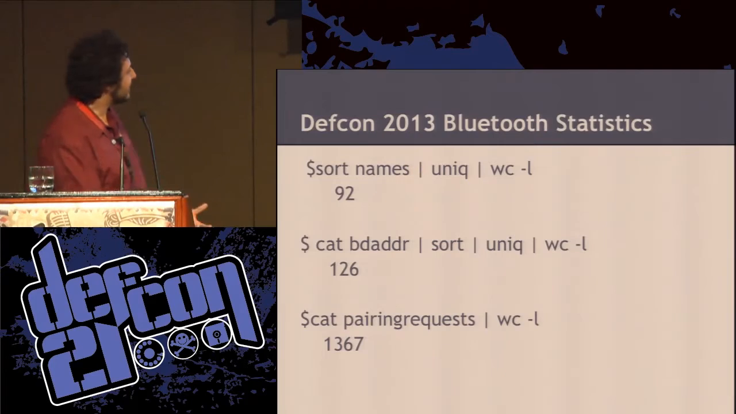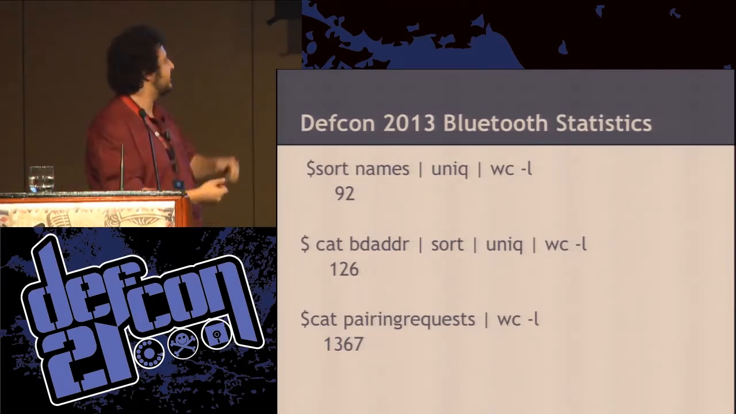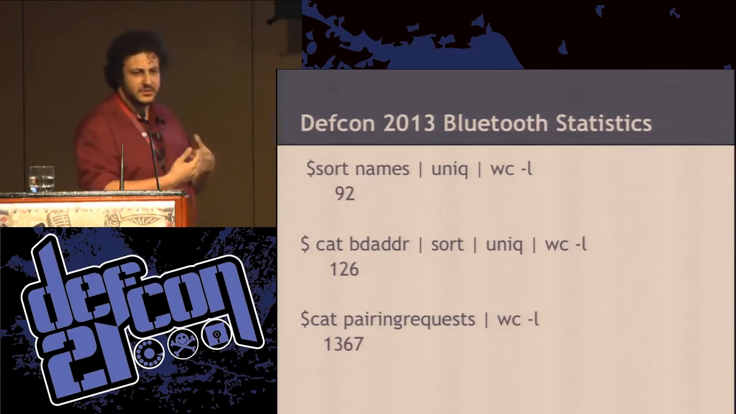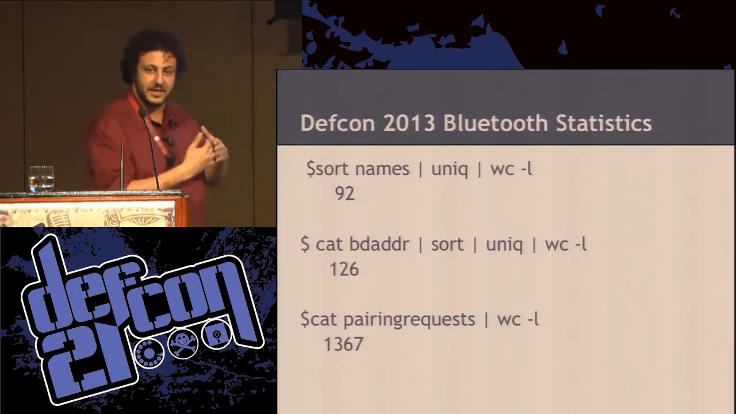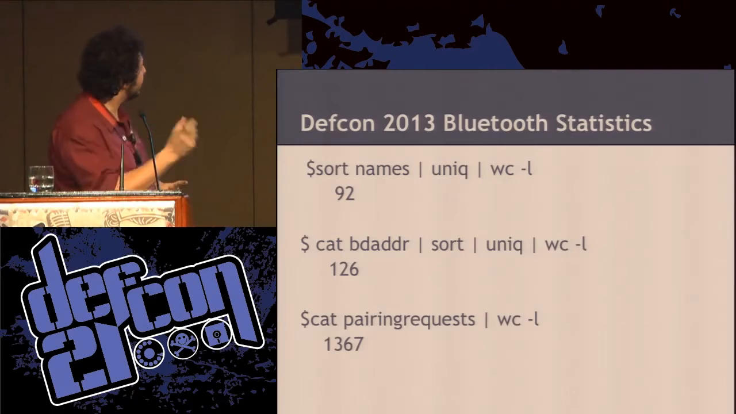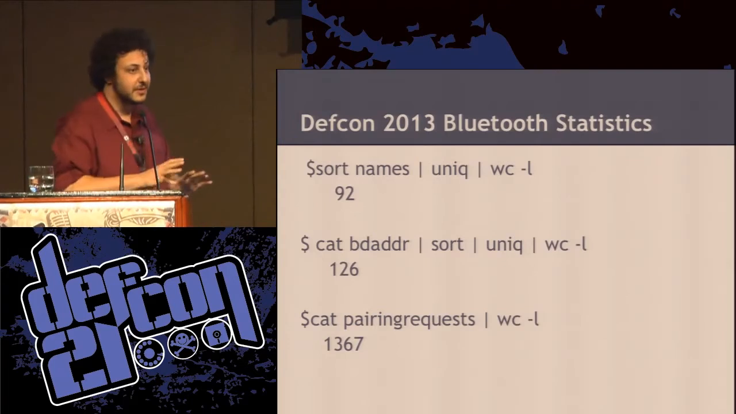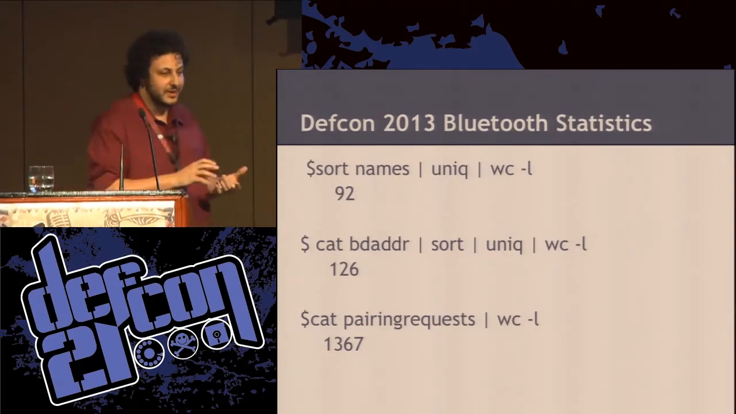Okay, so I got statistics on this. There are 92 unique names that I found. Sometimes devices won't send names. They kind of lag, and then they disappear. But you definitely get their MAC address. So I found 126 unique MACs just broadcasting. There are tons of other ways to find device MACs, but this is the blatant one.